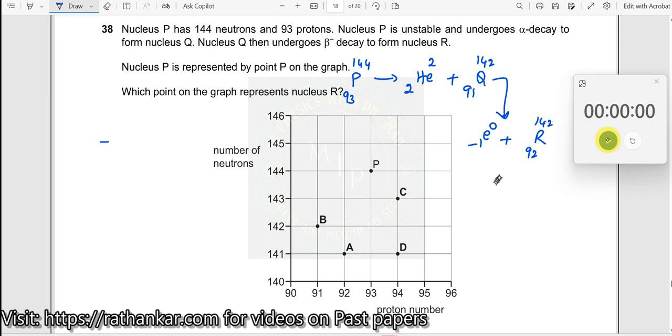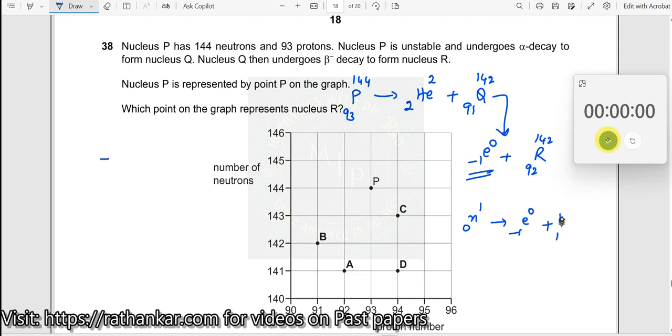Why? The reason is, how is this electron formed? An electron is formed in a beta negative decay with a neutron getting converted to a proton. See, 1 minus 1 becomes 0, 1 plus 1, 0. So this is what happens, which means the resulting nucleus is going to have 1 neutron lesser. Here 142 neutrons were there. Here it is going to have 1 neutron lesser.